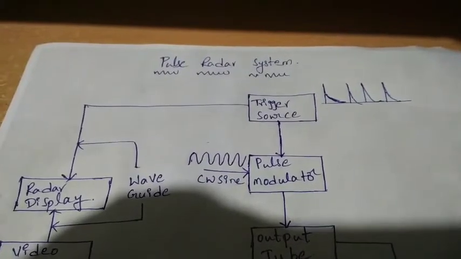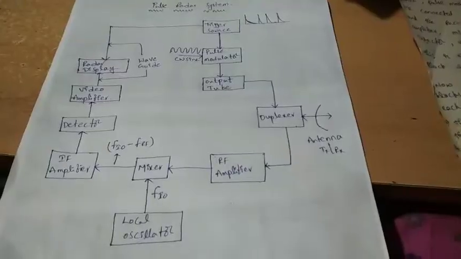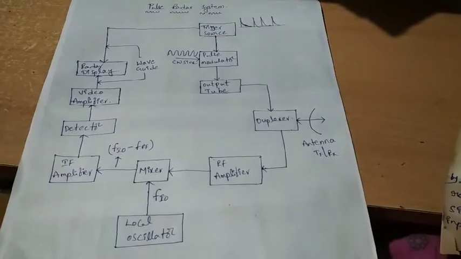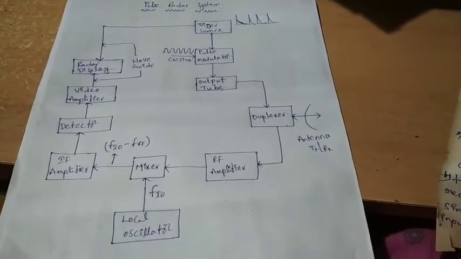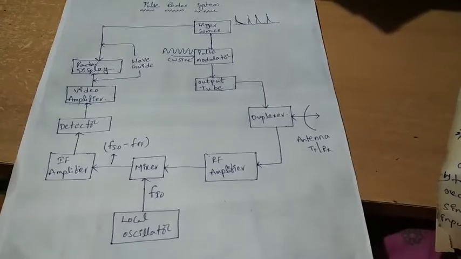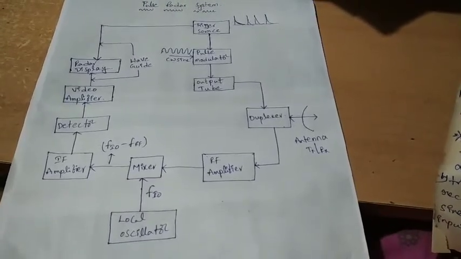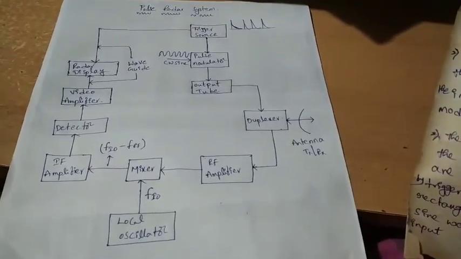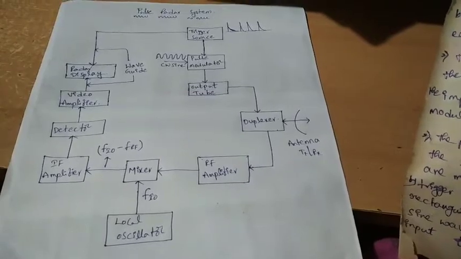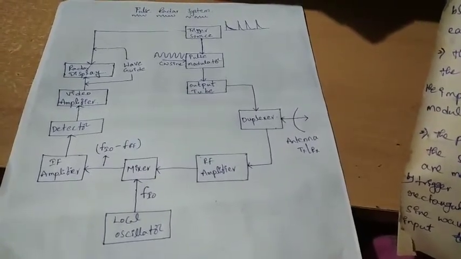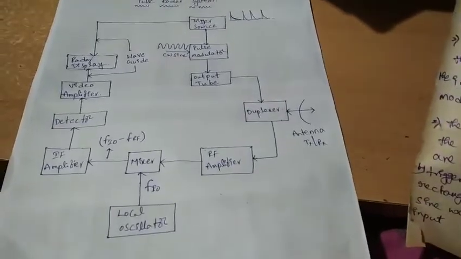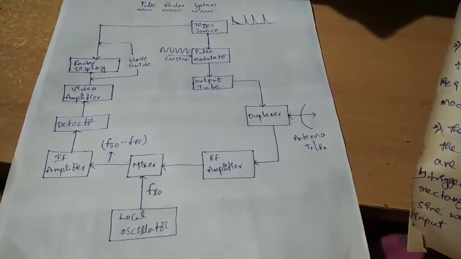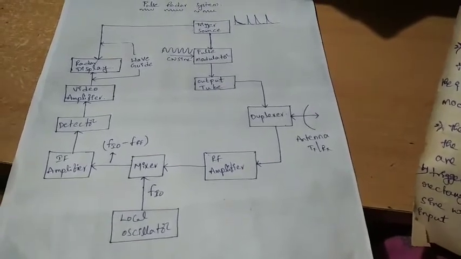In this session, I will explain the pulse radar system. This is the pulse radar system block diagram. A pulse radar system basically has a transmitter section and a receiving section. The transmitter part consists of a trigger source, pulse modulator and output source, which are connected with the duplexer to the antenna. And the receiver part consists of the RF amplifier, mixer, local oscillator, IF amplifier, detector, video amplifier and the radar display. This is the block diagram of a simple basic pulse radar system.